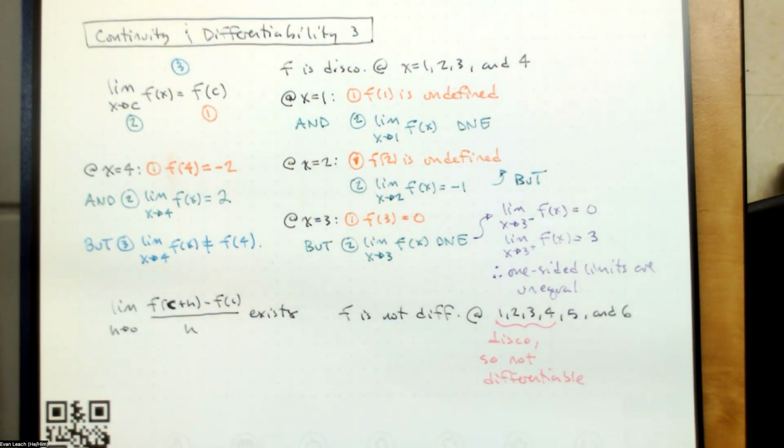So at 1, 2, 3, and 4, the function is discontinuous, so it's not differentiable. That's all you need to say. Because we have previously entered into evidence that the function is discontinuous at 1, 2, 3, and 4, and we have proven our case.